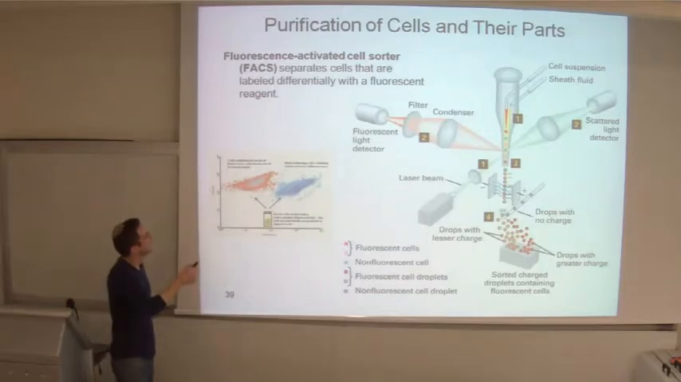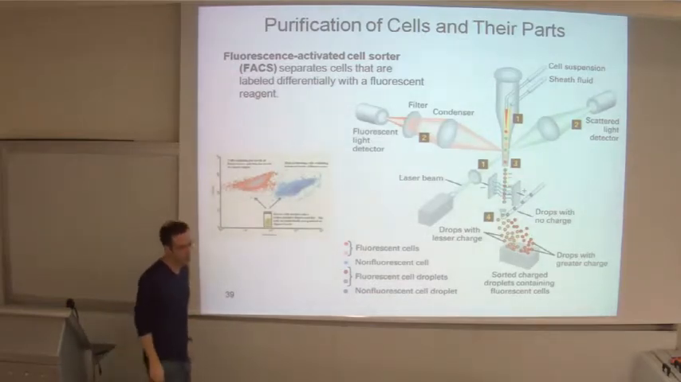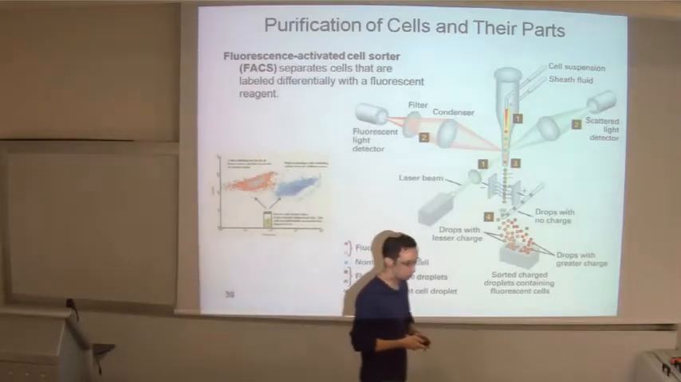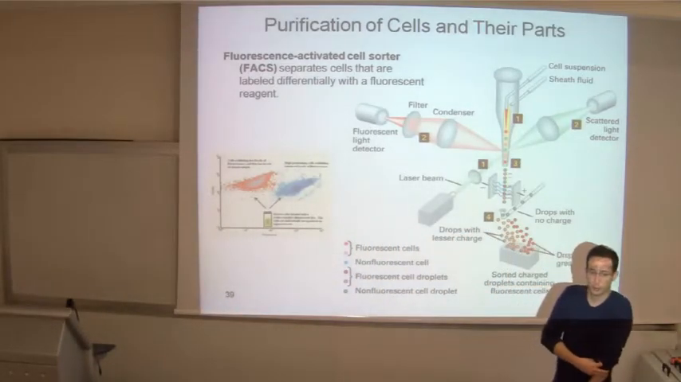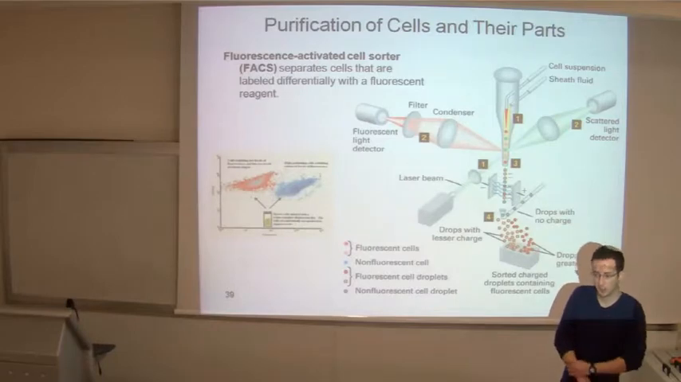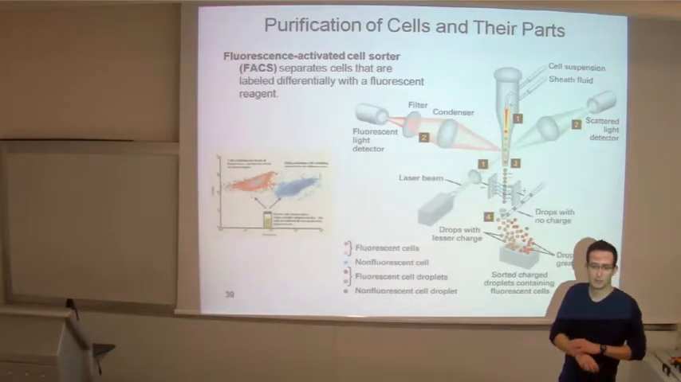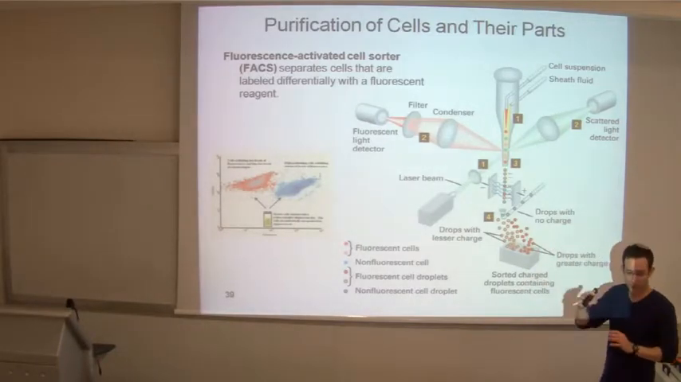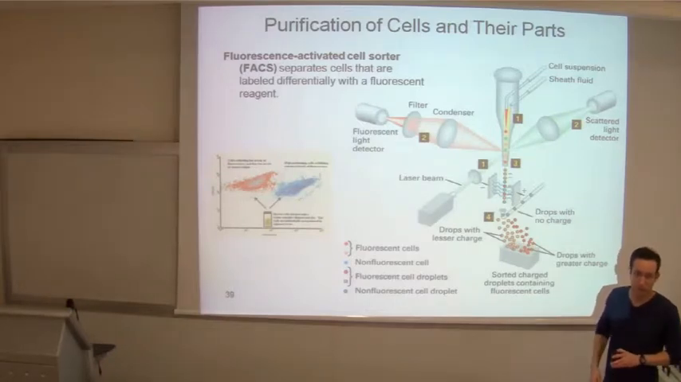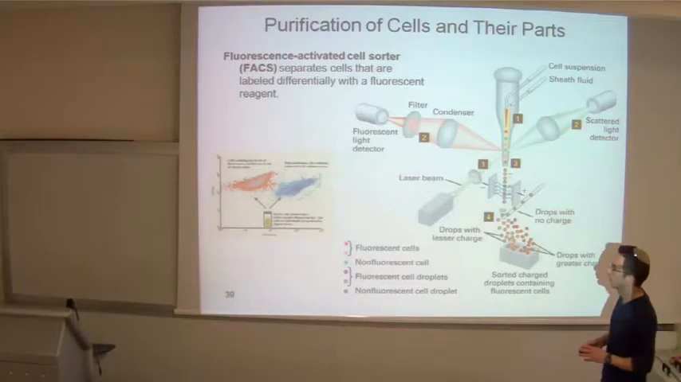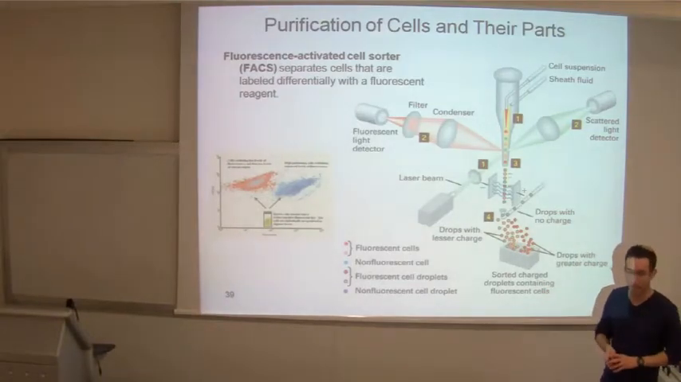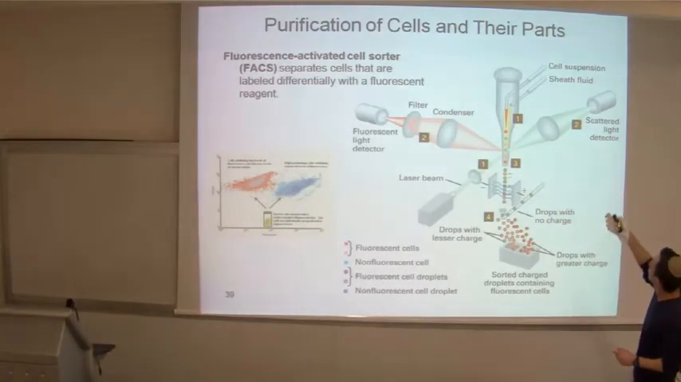What it does is separate cells that are labeled differently with a fluorescent reagent. So the preliminary step would be to mark, from a mixture of cells, a subgroup of cells that present a specific protein on their surface. You would then be able to mark this subgroup of cells with a fluorescent dye or reagent.